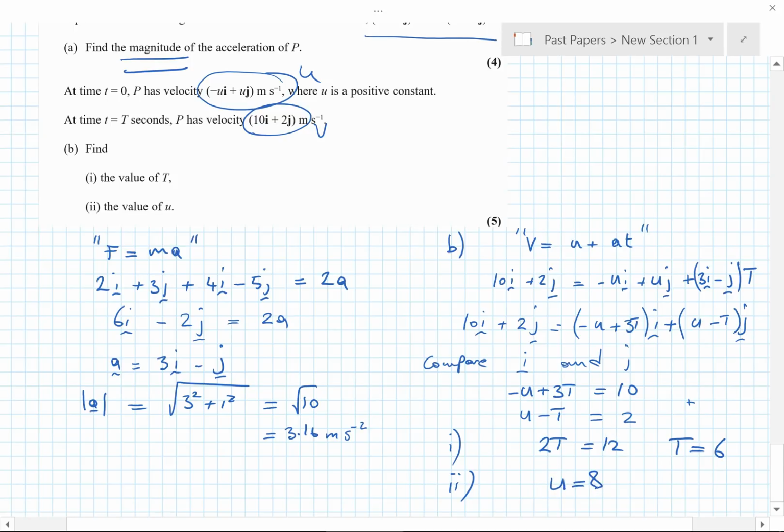So as long as you tackled that properly, it was nice, easy marks, but quite a lot of confusion. Some people put in the actual magnitude of the acceleration here, but it's vectors in this, and obviously you're not going to get any marks for that type of thing, because it's just not right. Okay, so let's have a look at the next question.